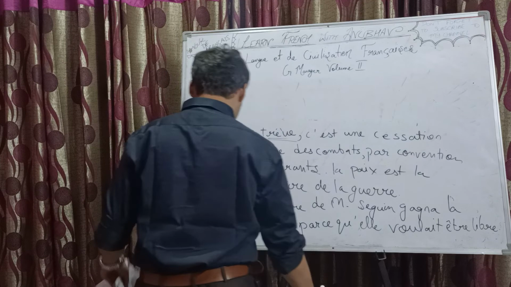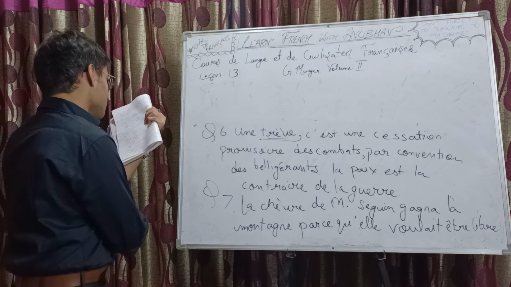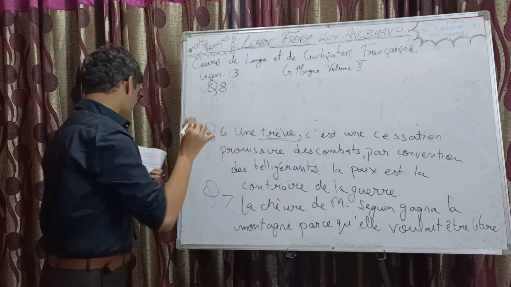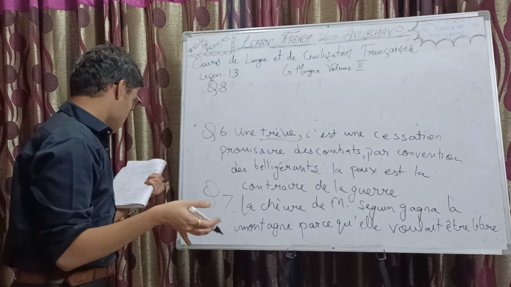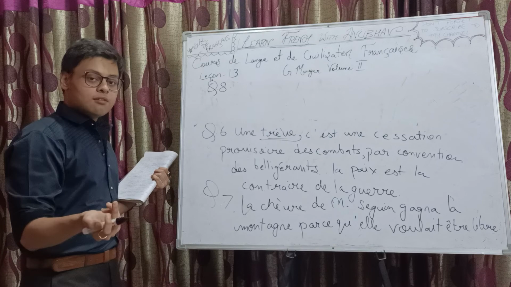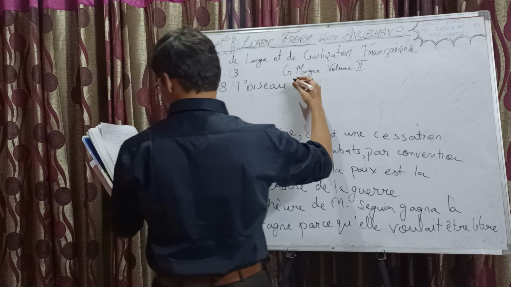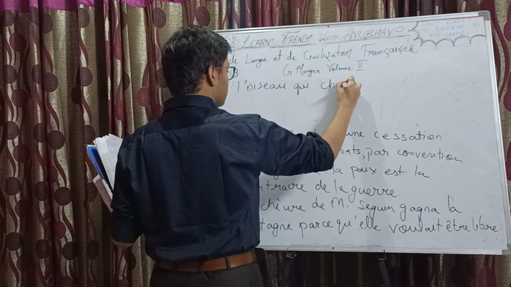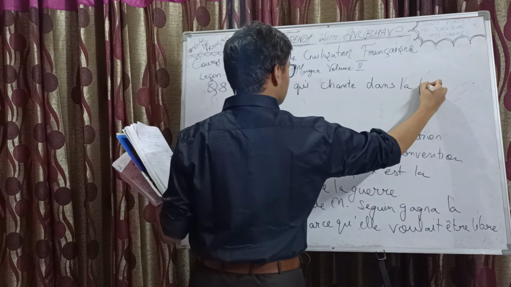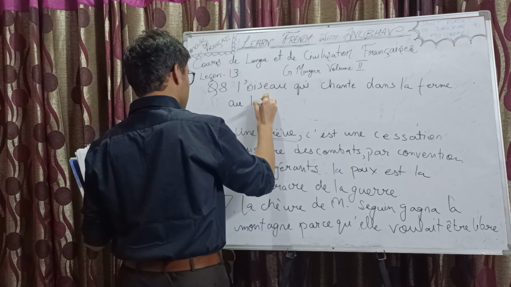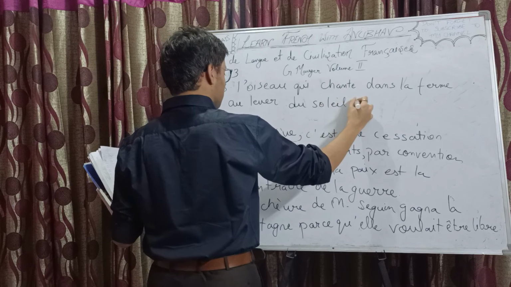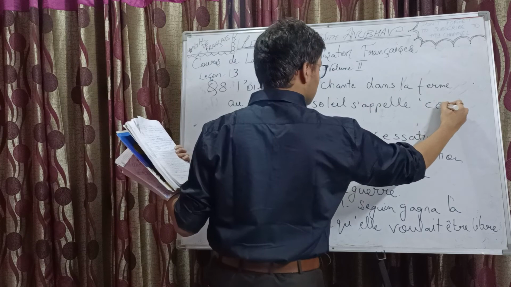Question number 8. Comment s'appelle l'oiseau qui chante dans la ferme au lever du soleil? So, what? Okay. What is the bird? What is the name of the bird who sings in the farm when the sun rises? What's that? Which bird is that? A cock, right? Write in full sentence for subjective question by paraphrasing the question. L'oiseau qui chante dans la ferme au lever du soleil s'appelle coq. Easy.